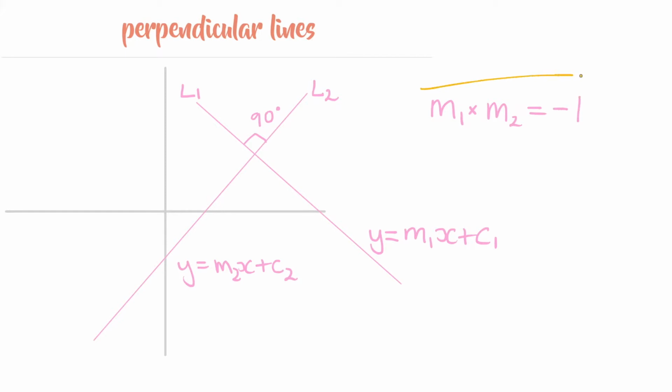So that is the major condition you need to know for perpendicular lines. Just rearranging that, we've got another way of looking at it. We can have m1 equals minus 1 over m2. So if you've been told that two lines are perpendicular, then the gradient of one of the lines is the negative reciprocal of the gradient of the other.